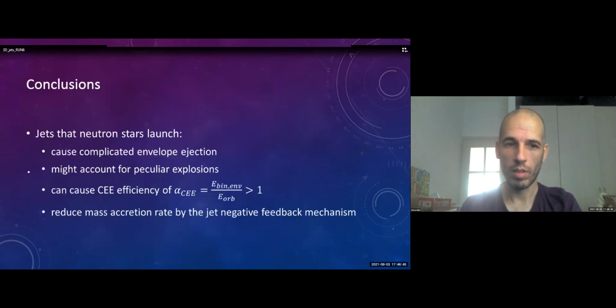So let's summarize. Neutron stars launching jets cause complicated envelope evolution. They might account for peculiar explosions. They can cause an efficiency alpha greater than 1, and they reduce mass accretion by negative feedback. Thanks for listening.